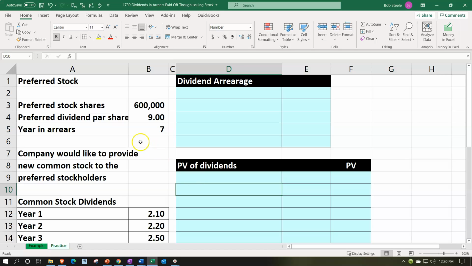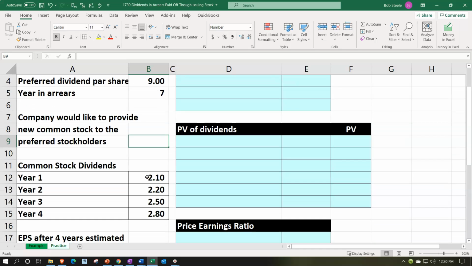Okay, so we have the preferred stock shares of 600,000. The preferred dividends per share is going to be 9, so 9 per share, and the years that they have not yet been paid in arrears are going to be 7. So then the company would like to provide new common stock to the preferred stockholders. So we'd like to pay this off by issuing common stock.